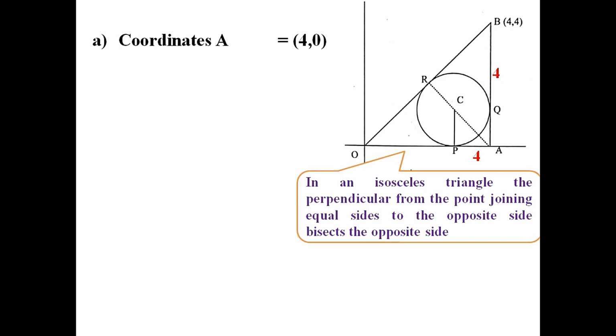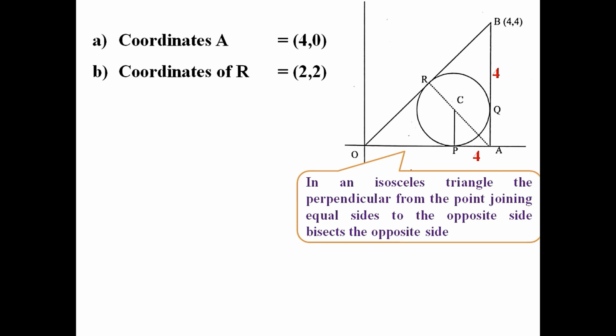Here O is (0, 0) and B is (4, 4). Therefore, the midpoint of OB is ((0 plus 4)/2, (0 plus 4)/2). That is, the coordinates of R are (2, 2).